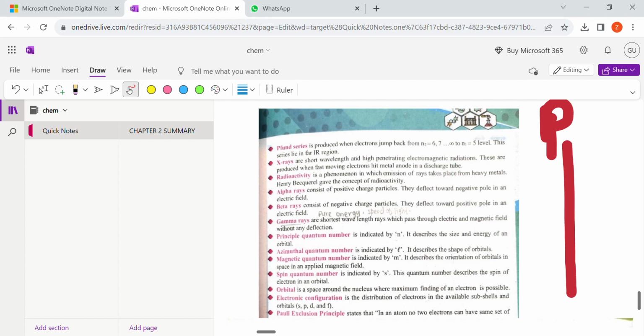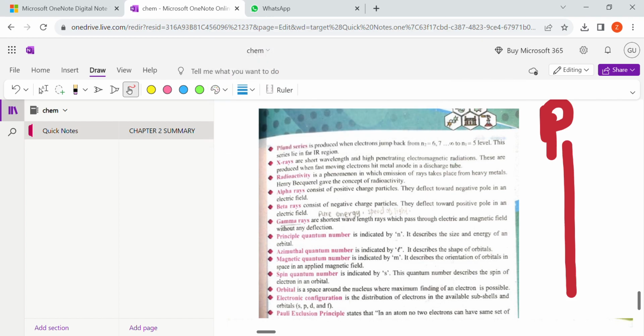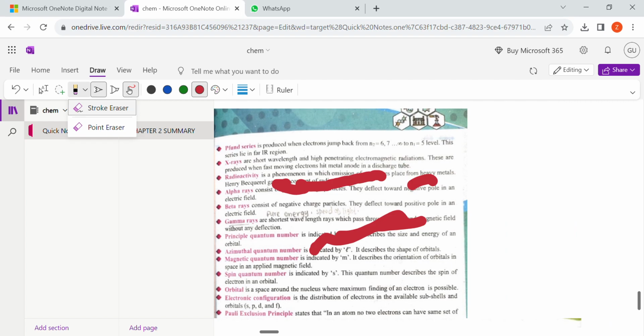X-rays have the shorter wavelength and higher penetration electromagnetic radiation. These are produced when fast moving electrons hit a metal anode in the discharge tube. How were X-rays made? When a heavy metal is struck, we get X-rays. Radioactivity is the phenomenon of emission of rays from heavy metal, so that is known as radioactivity, okay.